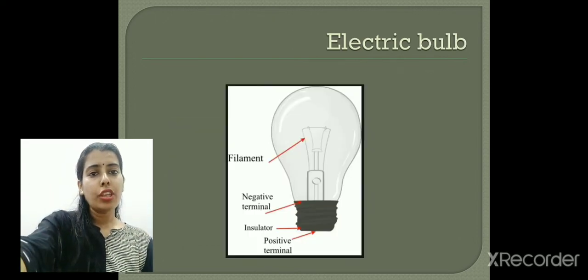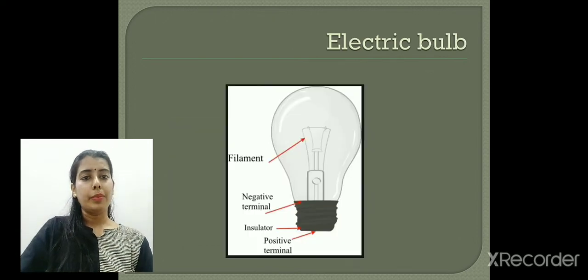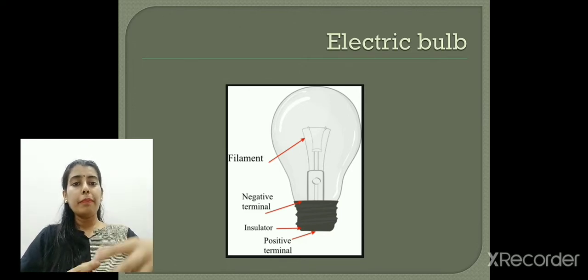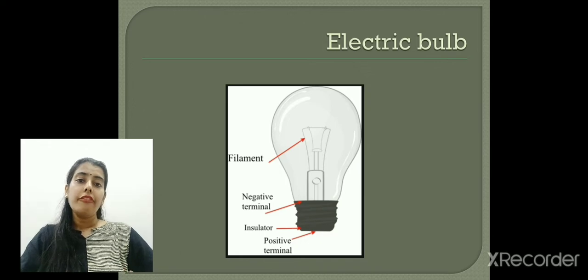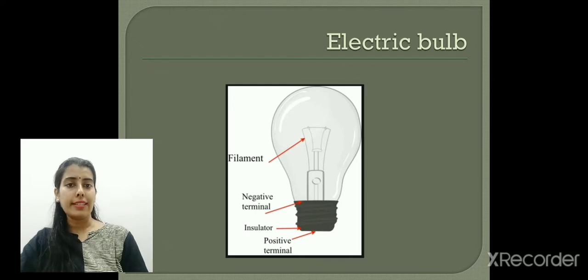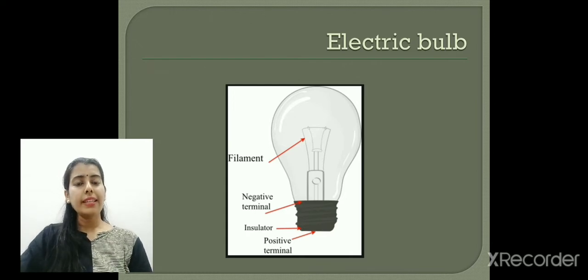Now next I am talking about the electric bulb. These are called filament bulbs, although we have replaced these bulbs these days with CFLs. But yes, this is a simple device which could be easily found at your home. These electric bulbs also have two terminals like I showed you in the case of the dry cell. Positive terminal and negative terminal, as you can see in the slide also.